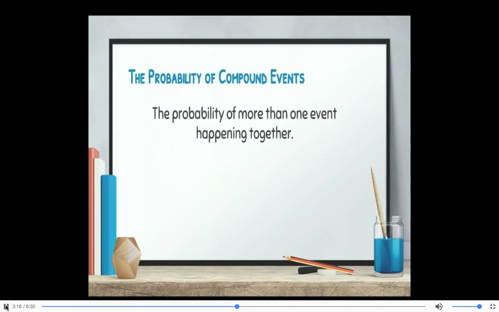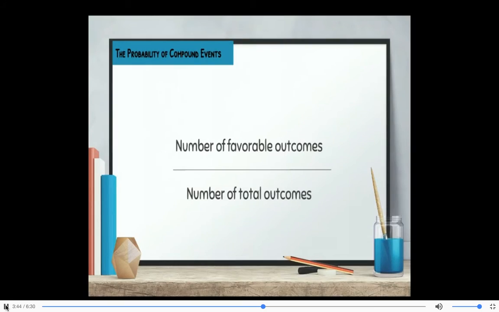Alright, probability of compound events. This is the probability of more than one event happening together. Compound events are a bit more complex than simple events in this previous problem. Compound events involve the probability of more than one event happening together. With compound events, we'll use the same formula to calculate the probability of each event occurring. To calculate the probability, we'll use the formula number of favorable outcomes over the number of total outcomes. Once we find the probability of each event occurring, we will multiply these probabilities together.